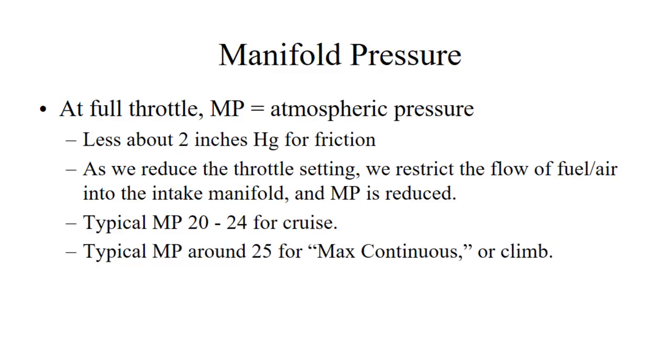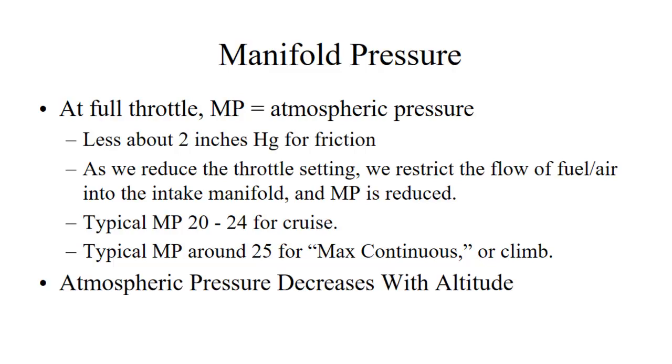Typical manifold pressure for climb, also known as max continuous power, is 25 inches. The absolute maximum, what we call the 5-minute power setting, or sometimes takeoff go-around power, is whatever we can get, maximum atmospheric pressure in a normally aspirated engine. In turbocharged engines, we could go even higher than that, but we'll talk about that later in the term.